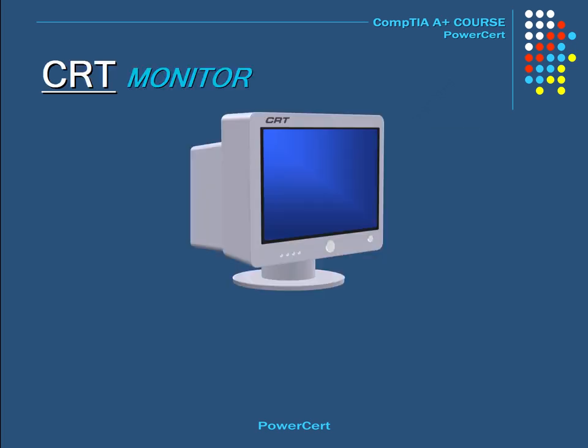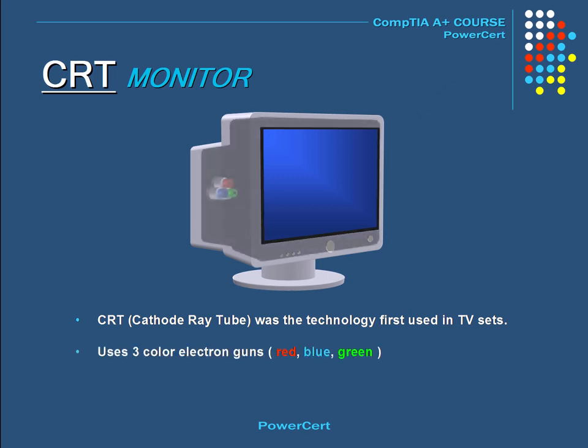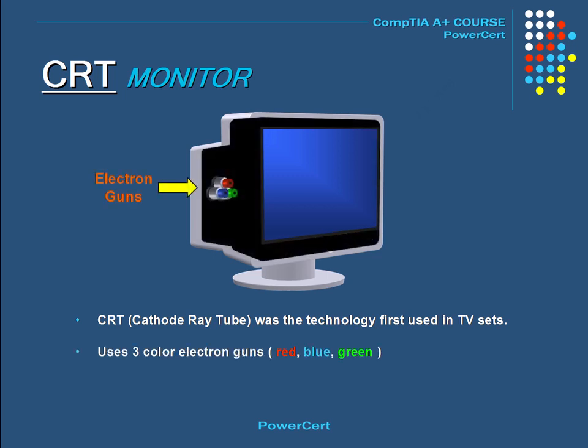Now, an older type of monitor is called CRT. CRT stands for cathode ray tube, which was the technology first used in TV sets. These monitors are bulky and heavy and take up a lot of desk space, and they are pretty much non-existent in the marketplace today. An image is produced on a CRT by using 3 color electron guns. These colors are red, blue, and green, which, when you combine them, they are able to produce any color on the color spectrum.